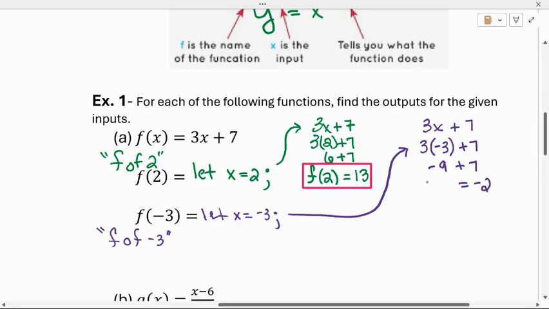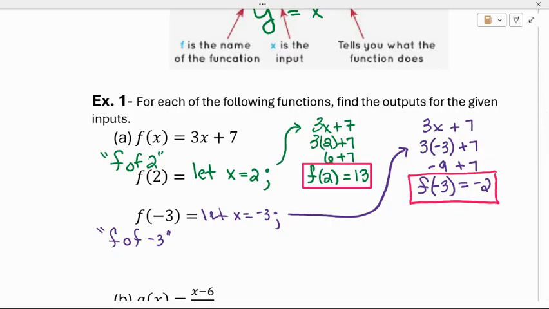Okay. So we write f of negative 3 equals negative 2. It's really important to make sure that's how you write your final answer. You have to write it as whatever you evaluated the function for. So f of negative 3 equals negative 2.